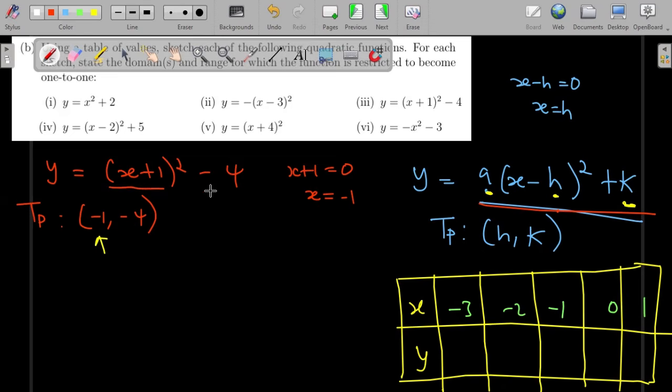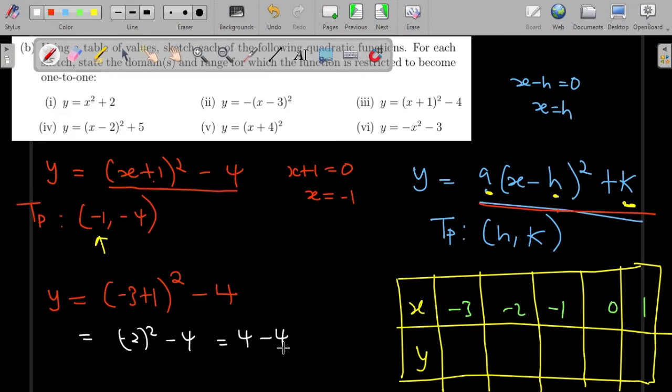Now I use this equation to find the corresponding y values, and then we can use them to sketch. Let's use the equation here. If my x is minus 3, then y equals minus 3 plus 1 squared minus 4. So this is what I have, right? This will just be minus 2 squared minus 4. So it will be 4 minus 4. So if my x is minus 3, then my y is 0.